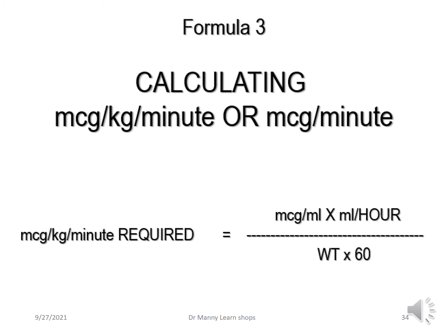The last calculating formula is calculating micrograms per kilogram per minute or micrograms per minute, depending on your organisational policy. So micrograms per kilogram per minute required equals micrograms per mil multiplied by mils per hour divided by weight by 60.